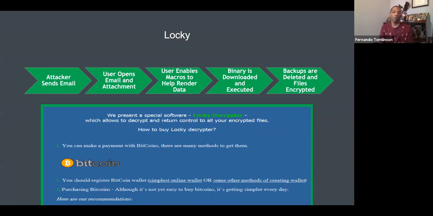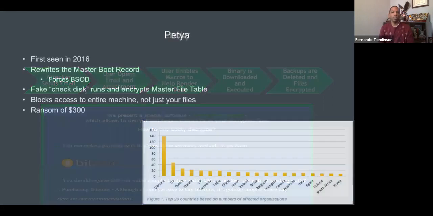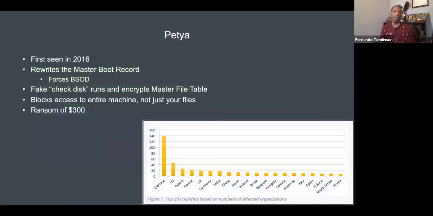And once that macro is enabled, it's going to actually download the payload, being a ransomware, and then it's going to actually encrypt the machine. Okay, so we see the ransom letter that's rendered for it. It's very interesting. Ransomware is going to give you some form of a letter. They're almost entertaining in some respect.